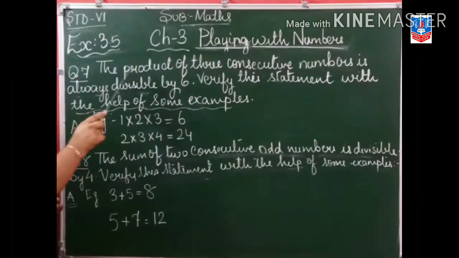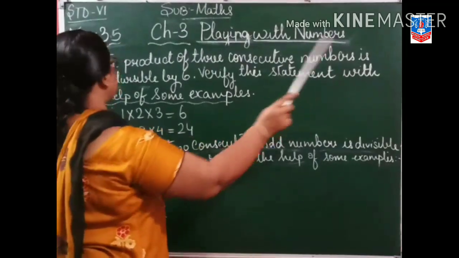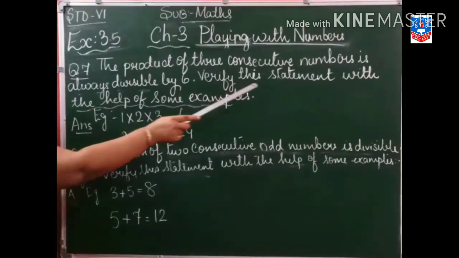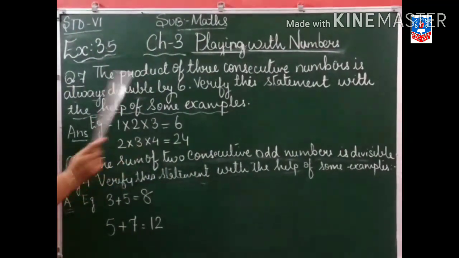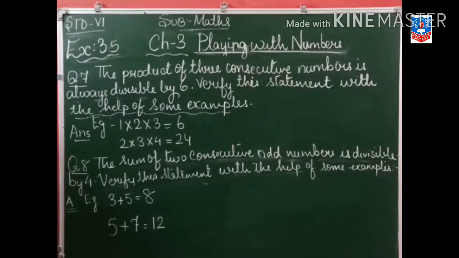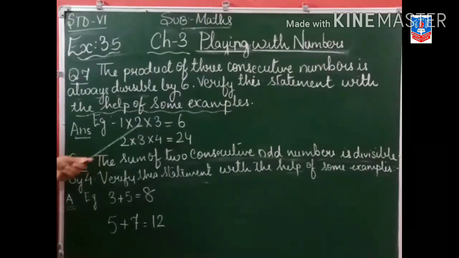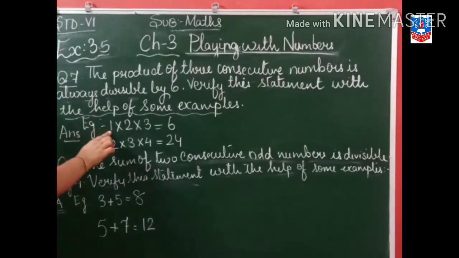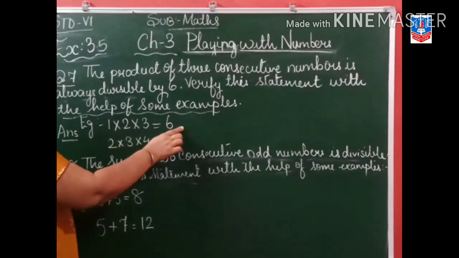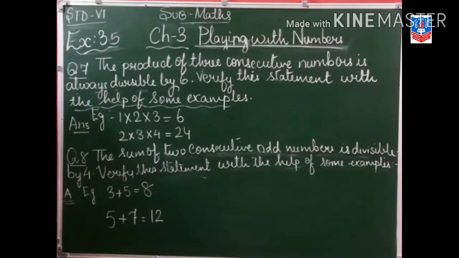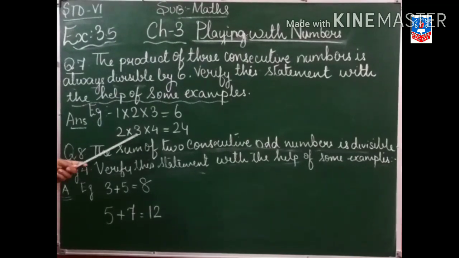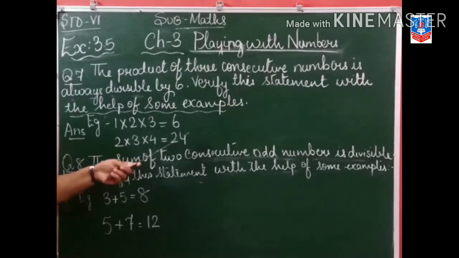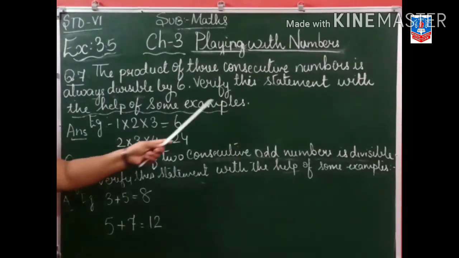Question number 7. The product of three consecutive numbers is always divisible by 6. Verify this statement with the help of some examples. Three consecutive numbers, say 1, 2 and 3. Product means you have to multiply. 1 into 2, 2. 2 into 3, 6. And see, 6 is divisible by 6. Second, 2 into 3, 6. 6 into 4, 24. 24 is also divisible by 6. Now you do some more examples.